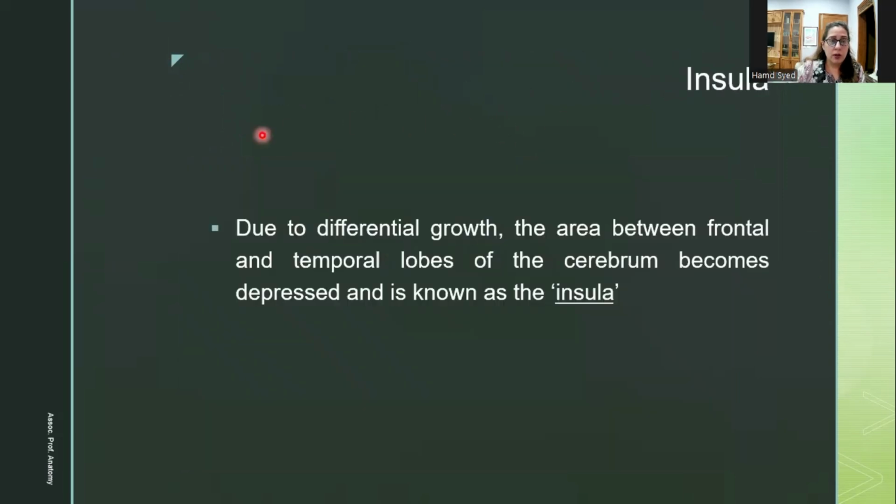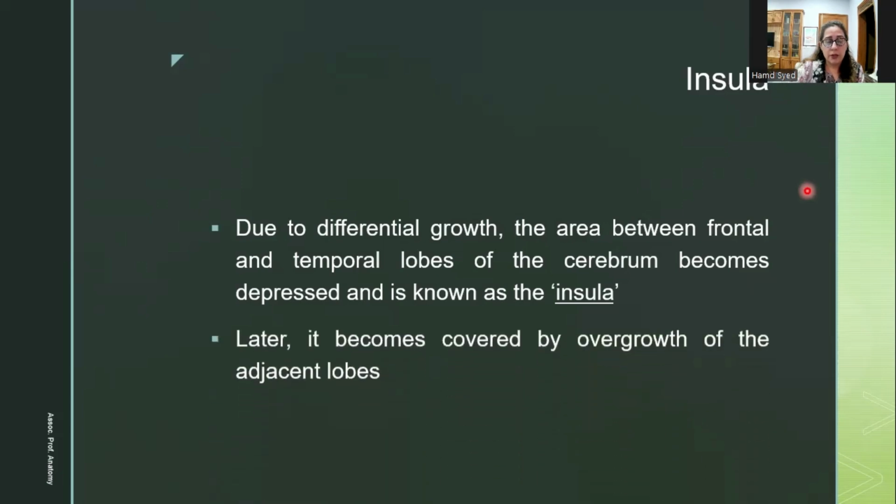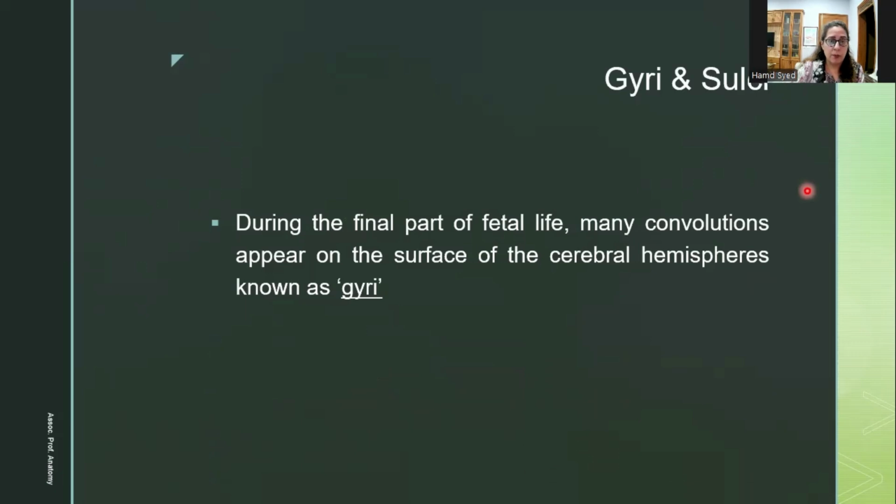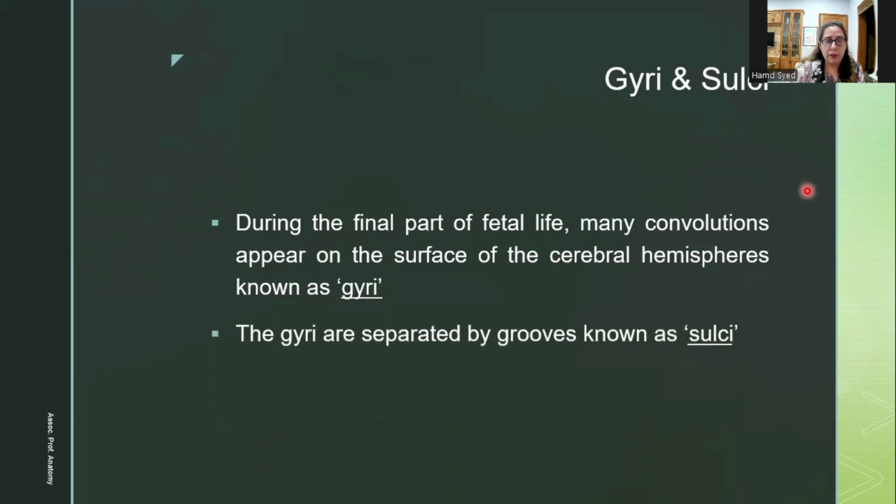Now, what is the insula and how does it develop? Due to the differential growth, the area between the frontal and temporal lobes of the cerebrum becomes depressed and is known as the insula. Later, this becomes covered by an overgrowth of the adjacent lobes. Now, these gyri and sulci, which are the convolutions on the surface of the brain, they develop in the later half of the fetal life.